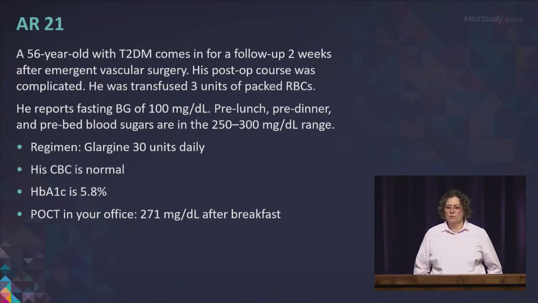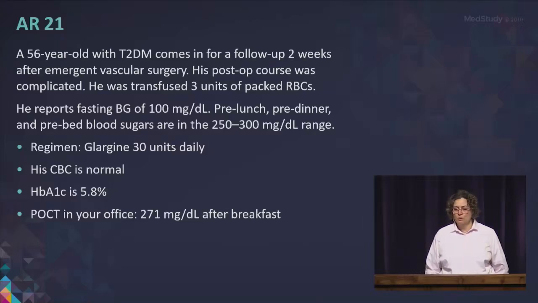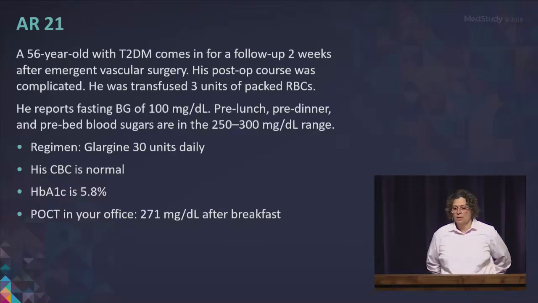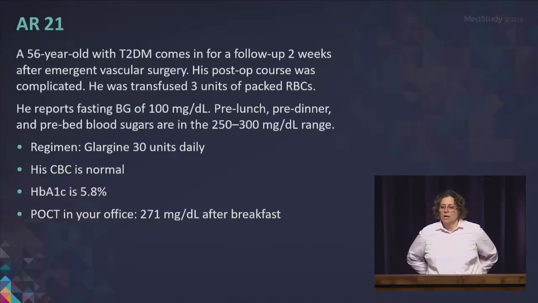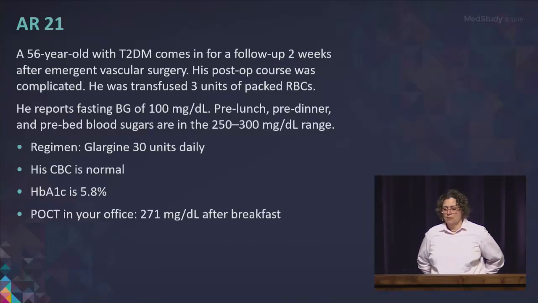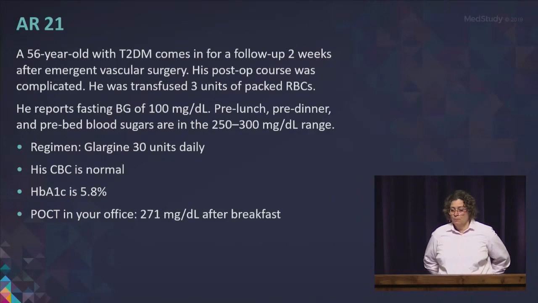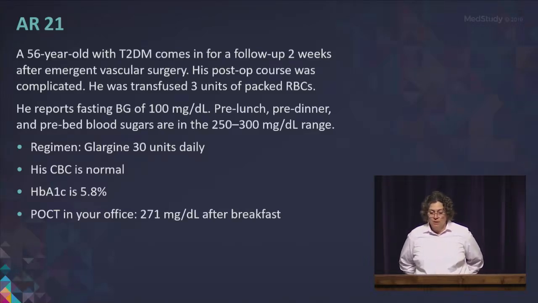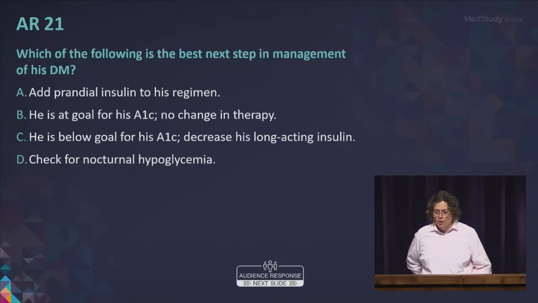All right, 56-year-old with type 2 diabetes comes in for a follow-up 2 weeks after emergent vascular surgery. His post-op course was complicated. He was transfused 3 units of packed red blood cells. He reports his fasting sugars are around 100. Before lunch, before dinner, before bed, it's all going high, 250 to 300. Currently, he's on a long-acting basal insulin of 30. His blood count is now normal. His A1C is 5.8. You did point of care testing in your office, and his sugar is 271, and this was after breakfast. Which of the following is the next best step in his management?